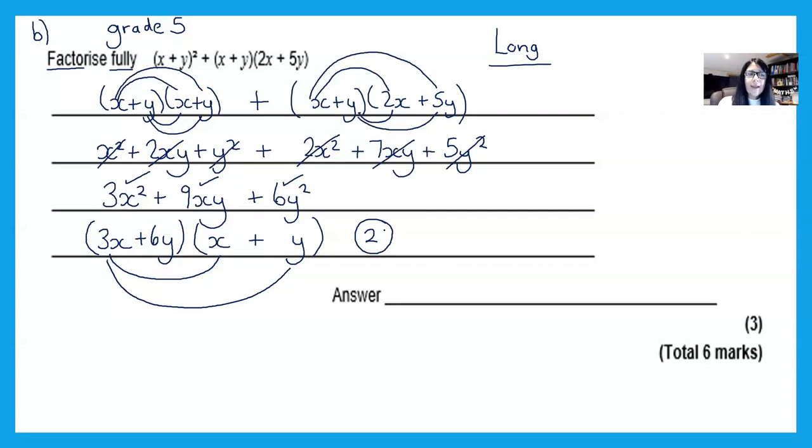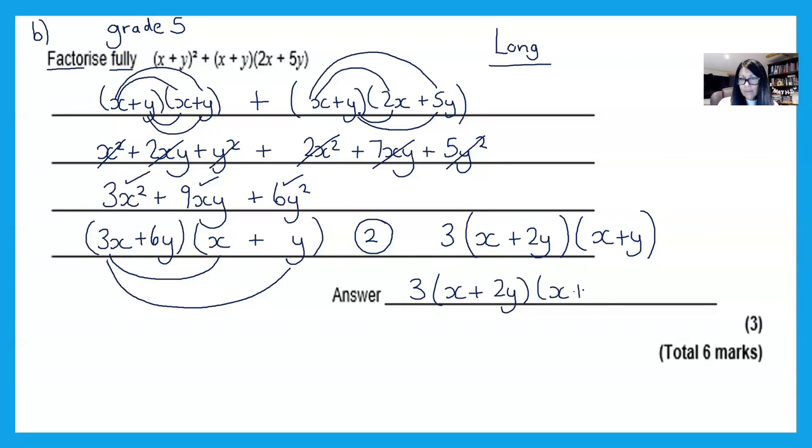So hopefully now you can see I can factorise that first bracket. So what's the highest common factor of 3 and 6? Well, it's 3, so I can take out a common factor of 3, and I'm left with x in there because 3 times x is 3x, and I'm left with a plus 2y. 3 times 2 is 6y, and I've still got my second bracket. So that is my final answer to get me all 3 marks. So not easy. Okay, I'm going to show you the quicker way now, well, slightly quicker way.